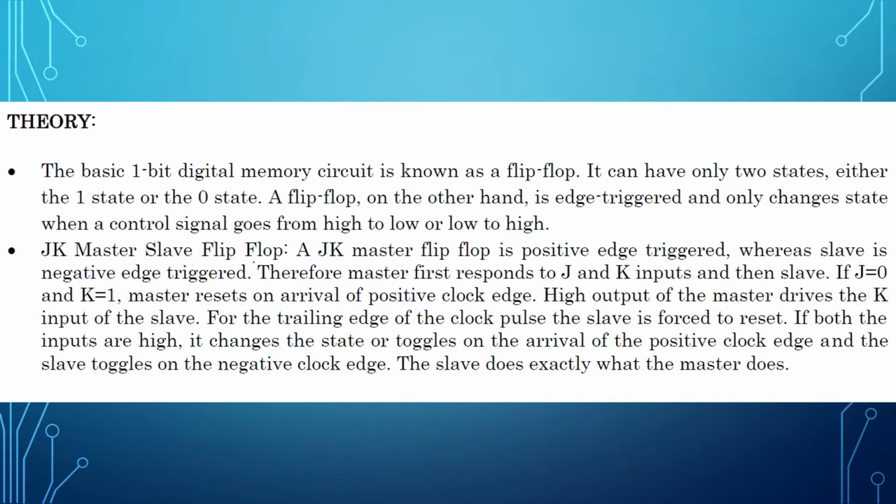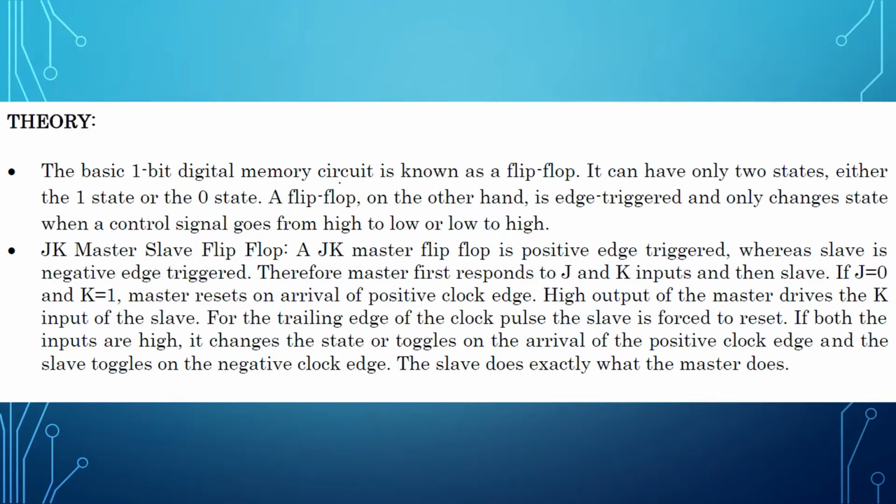JK master slave flip flop: the master is positive edge triggered, whereas the slave is negative edge triggered. So the master will be working during the positive edge, which means data will be stored during the positive edge of the clock, and the slave will be storing the same data during the negative edge of the clock. Therefore, the master first responds to the J and K inputs, and then the slave. Suppose J is 0 and K is 1, master reset. There is a detailed truth table you need to go through in order to understand the working of this JK master slave flip flop.